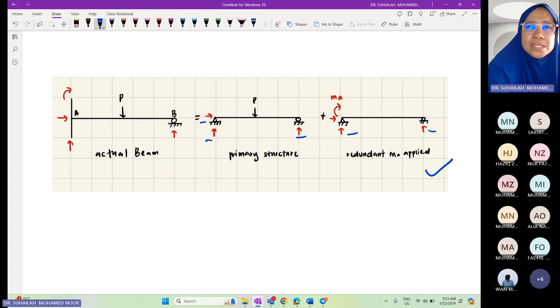So yang lain-lain tu please take note. Okay, jangan buat mistake ni, sebab ini soalan yang setiap kali exam ditanya. Okay. Primary structure plus redundant structure. So this is the principle of superposition. So we apply this to all. We apply this to frame. We apply this to truss. Okay, we apply this concept also to composite structure. Okay, ada lagi?